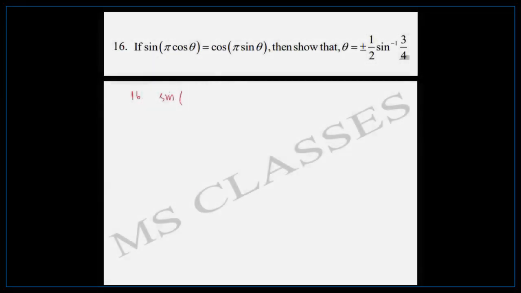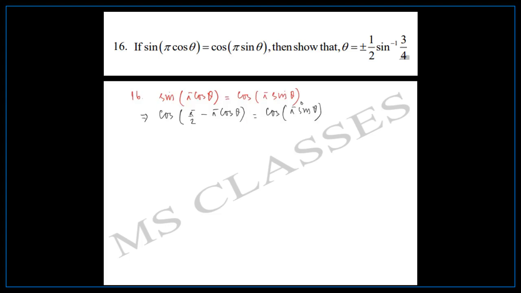Sin pi cos theta equal to cos pi sin theta. Now here what we do, we convert sin to cos. Cos of pi by 2 minus pi cos theta equal to cos of pi sin theta.